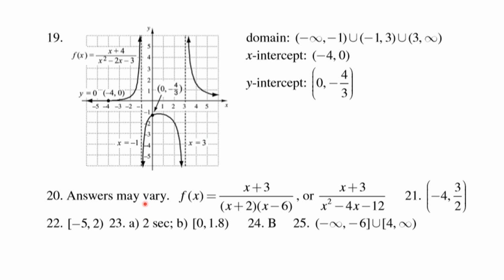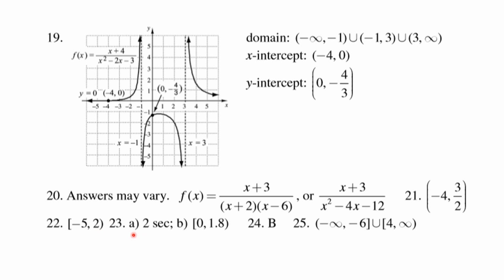I guess if you answered it, give yourself credit; this is what you should have. You should have x plus 3 in the numerator and this in the denominator. And you could have had multiples of those, I suppose. The answer to 21 is the ordered pair -4, 3/2. This is the interval notation for number 22. Count it right or wrong.